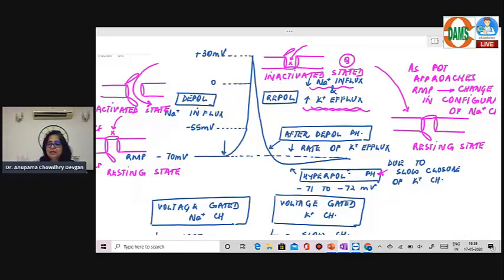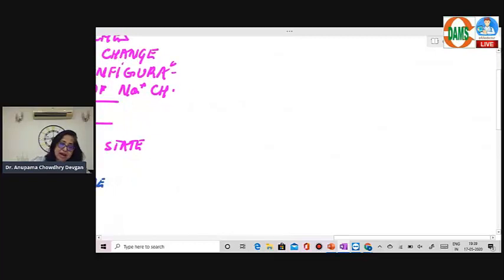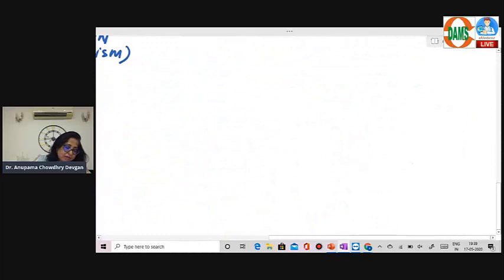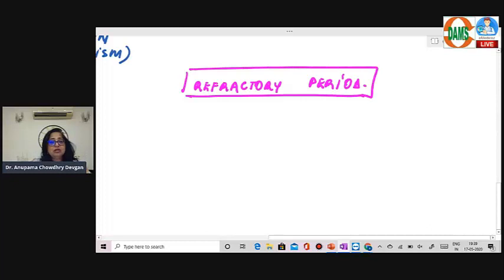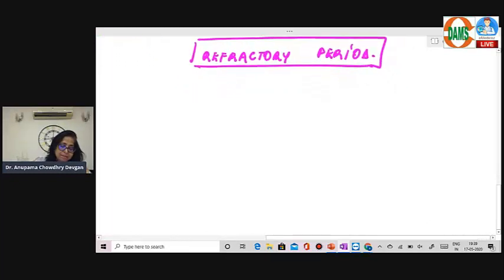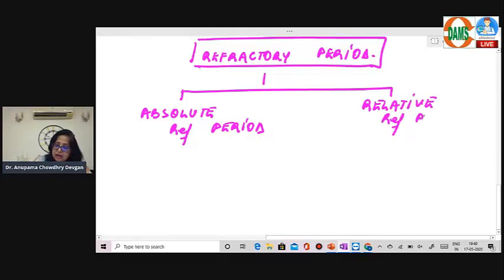All right. Now, the next important point is, what do you understand by refractory period? Let's try and see what the refractory period is. Refractory period means that a cell does not respond to a second stimulus. Right? And the refractory period can be divided into two: an absolute refractory period and a relative refractory period.